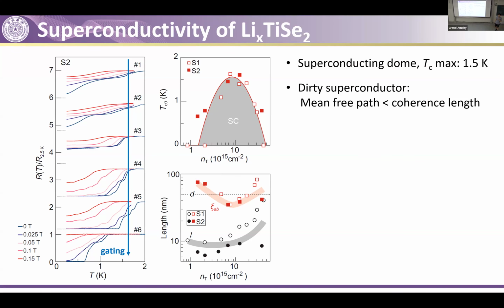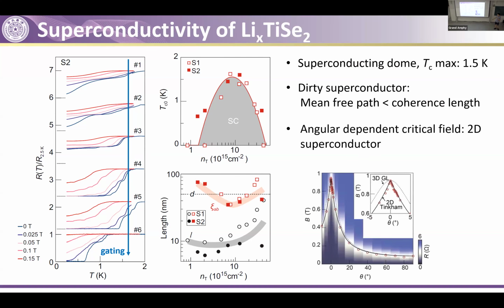However, if we measure this by rotating the magnetic field to see the anisotropy of the upper critical field, we still see that it follows the 2D behavior. So that is to say that although the thickness is larger than the coherence length, you still have the 2D behavior. You can treat it as a 2D superconductor.